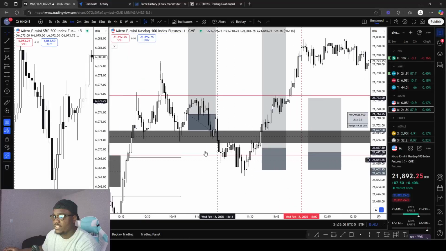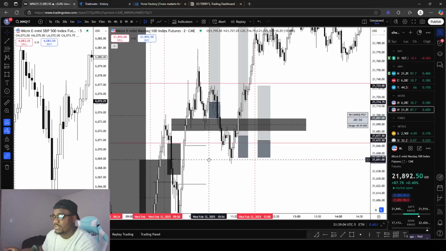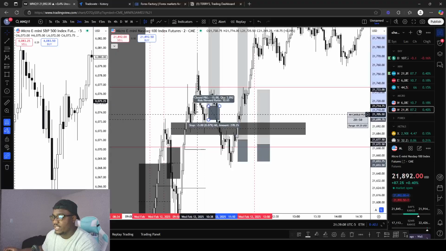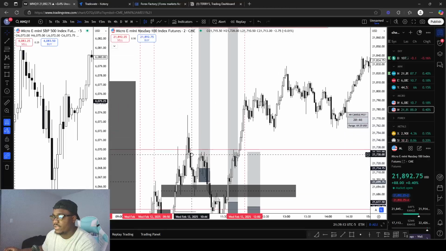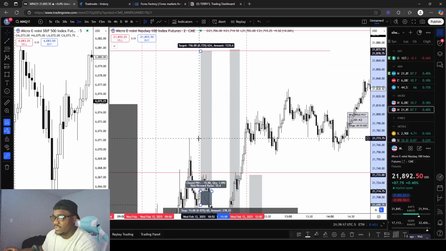And the reason why I entered was off of a 2 minute break structure with a 2 minute fair value gap right there. Break structure already happened. Small little fair value gap right there, and I was like, this is gonna go to the moon. And it was a 1 to 10.4, which looked really good. I'm not gonna lie.